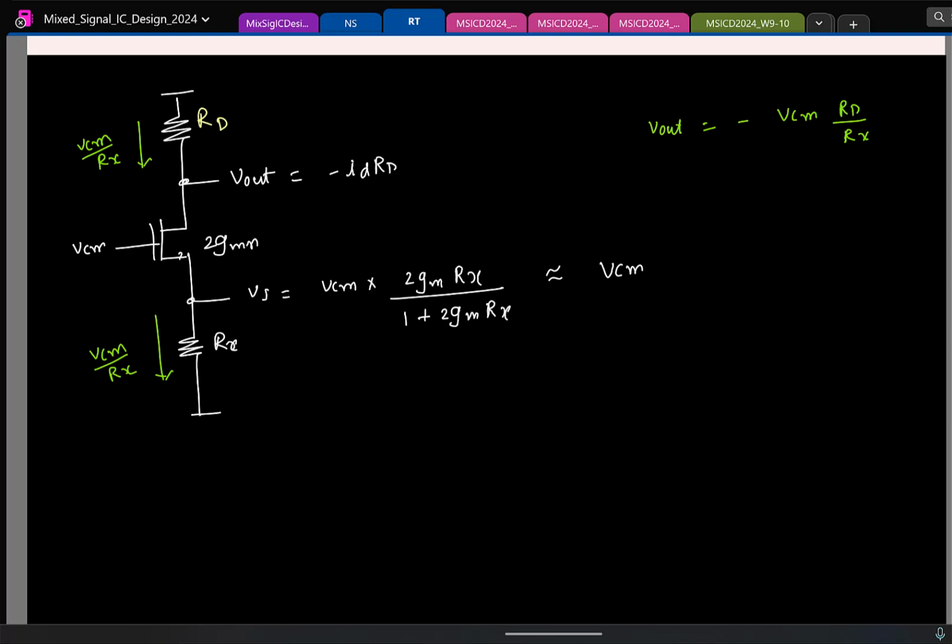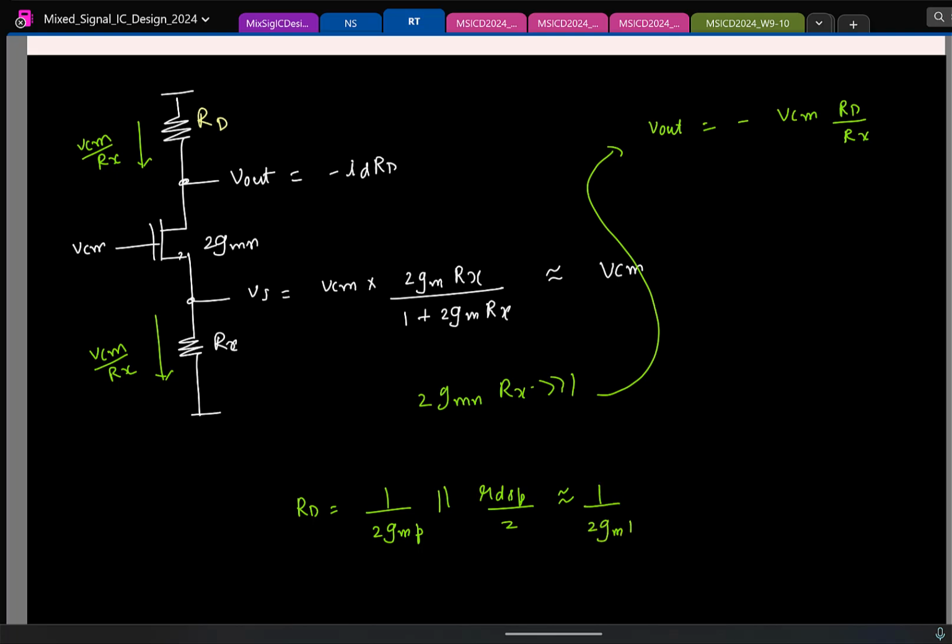Okay. So if you take the full expression and apply the condition that 2 GMN Rx is much greater than 1, this is what you will get finally. And remember, our RD was basically 1 by 2 GM of the PMOS in parallel with RDS of the PMOS by 2, and for all practical purposes, what can you approximate this to be? 1 by? So the common mode gain, you will find this to be minus 1 by 2 GMP2.